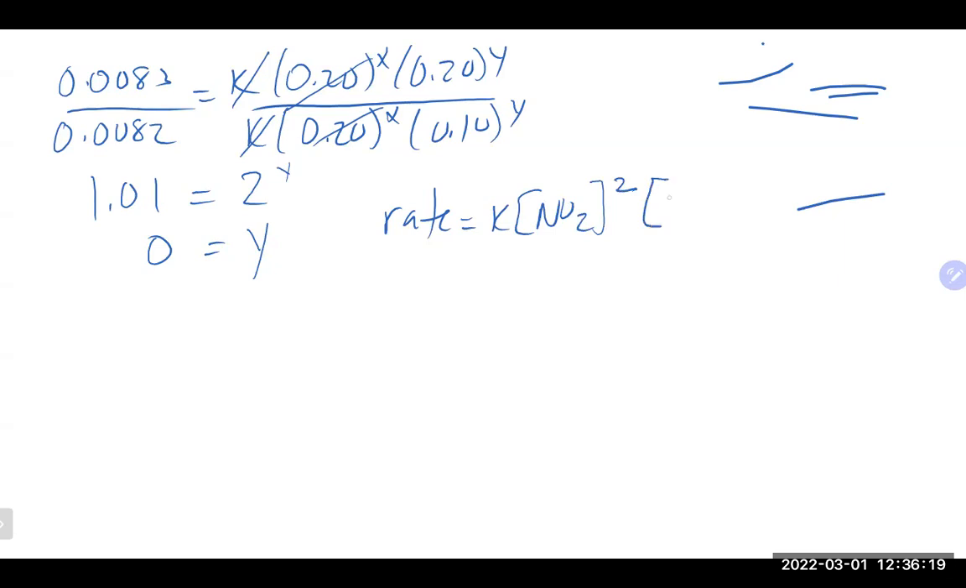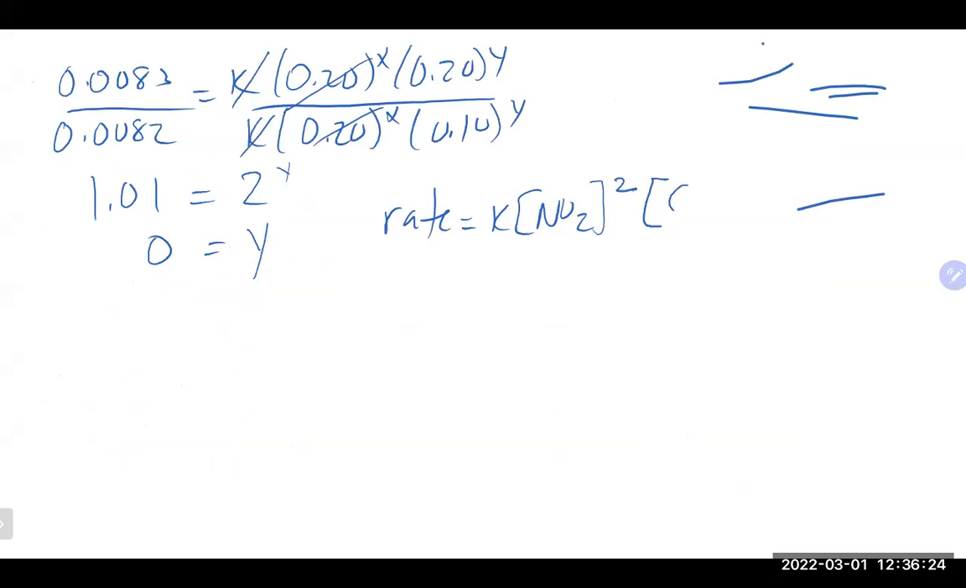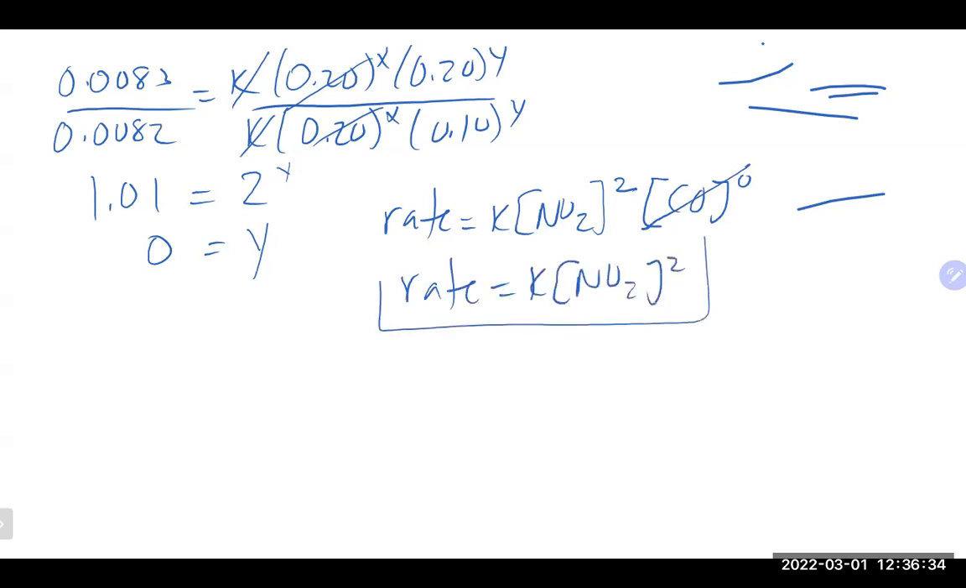And what was the other guy? What was the thing there? CO, thank you. CO to the 0, which you really don't need to include in this case. You could really, if you want, just write the rate is equal to K NO2 squared in this case. Question on that one there? That means that our overall order here would be second, right? 2 plus 0 gives us second order.